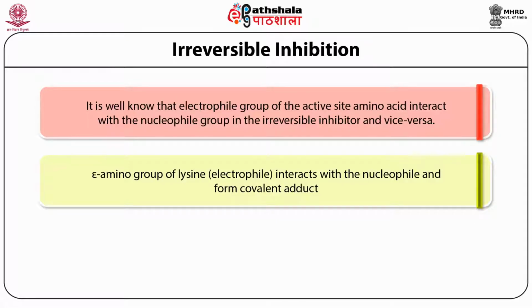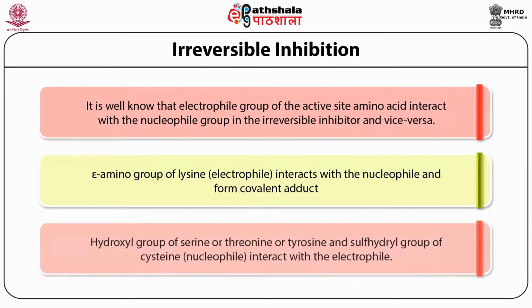For example, lysine, you know that it will have the positive charge epsilon amino group. It will interact with the nucleophile by forming a covalent adduct, and the well-known Schiff base is one of them. The second one is the hydroxyl group of serine, threonine and tyrosine, which is going to have a negative charge on oxygen. Similarly, the sulfhydryl group of cysteine, they all are nucleophiles, so they interact with the electrophile.